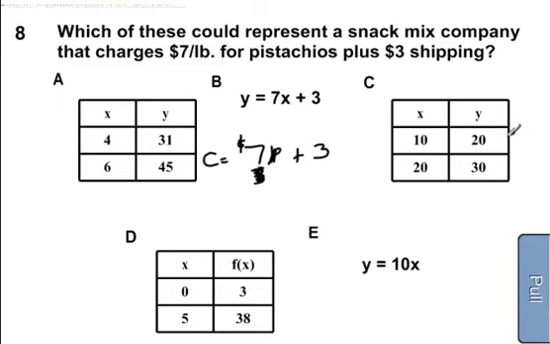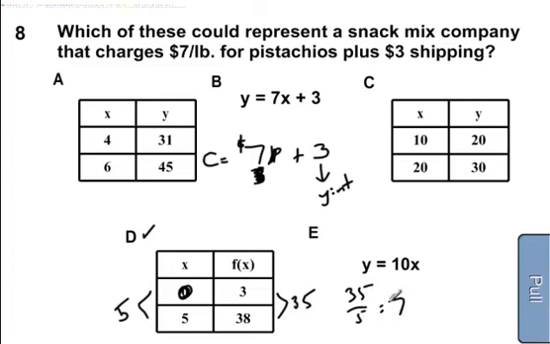Okay? So, what are we looking at here? Well, first of all, this is our y-intercept, right? Our y-intercept is when x is 0. Here x is 0, y is 3, so that's possible. And then I know my slope is 7. Okay? 3 to 38 is 35. 0 to 5 is 5. 35 over 5 is 7. So that matches. So we can use the knowledge we learned in part 1 of this unit to help on that one.